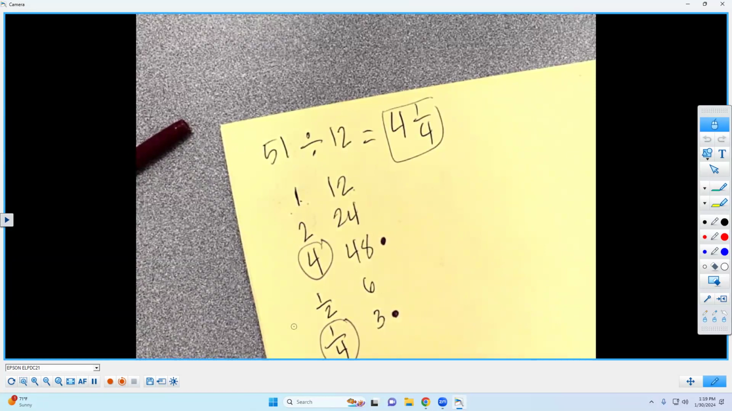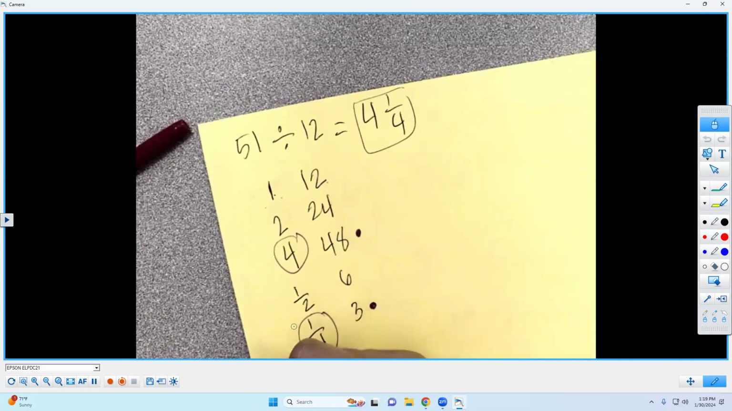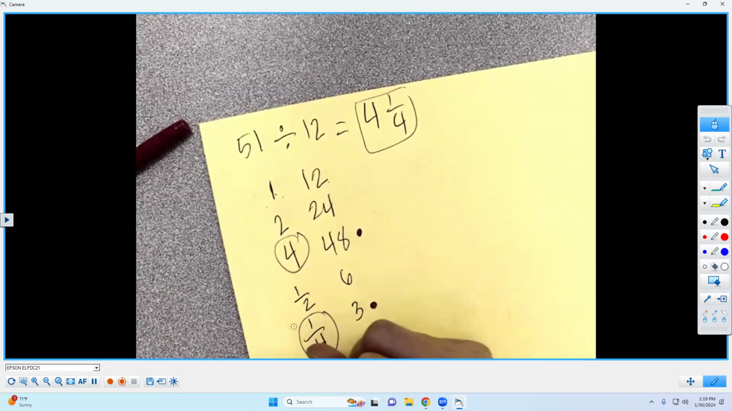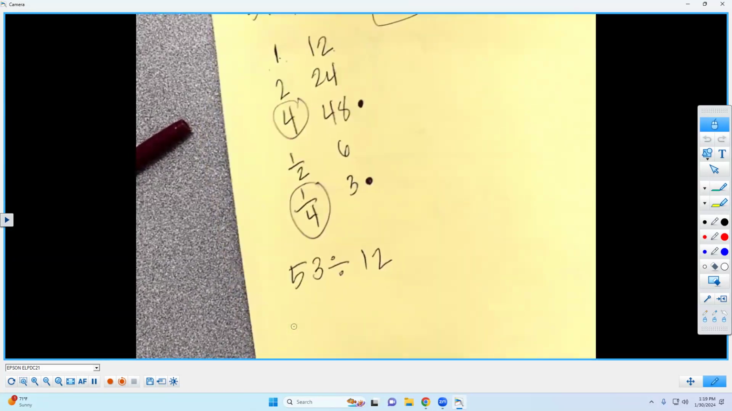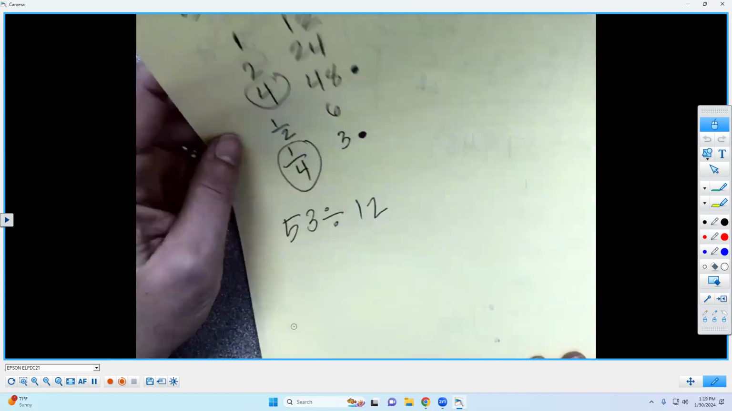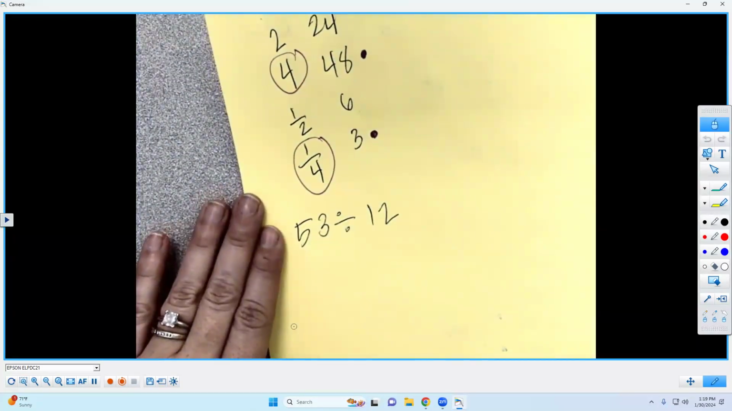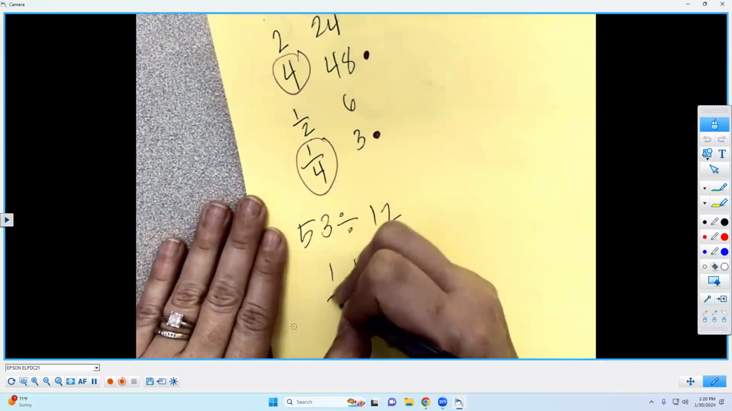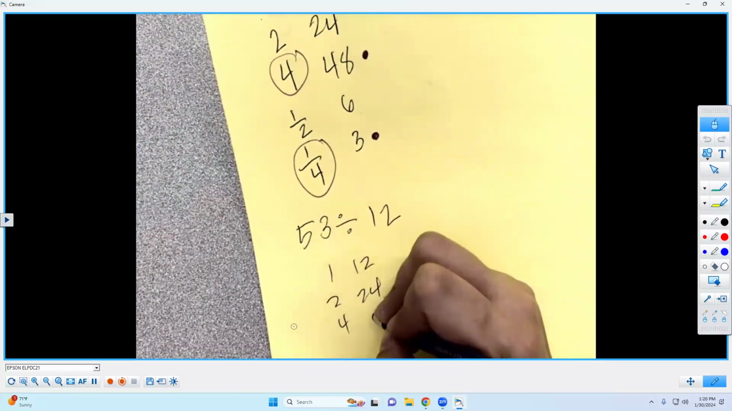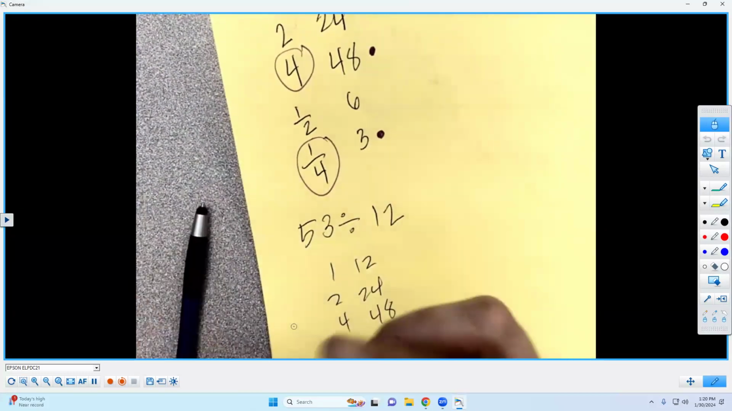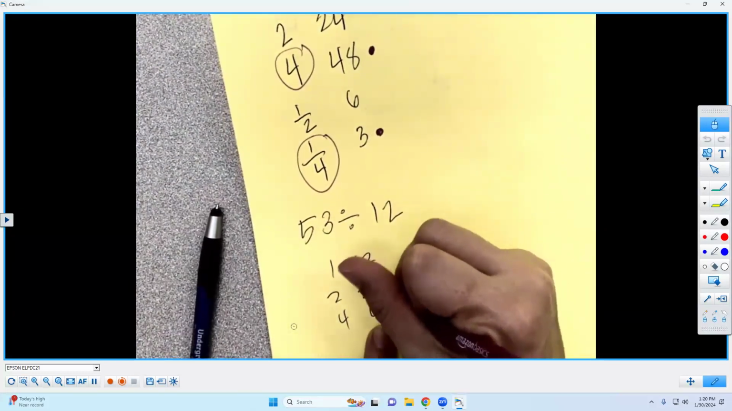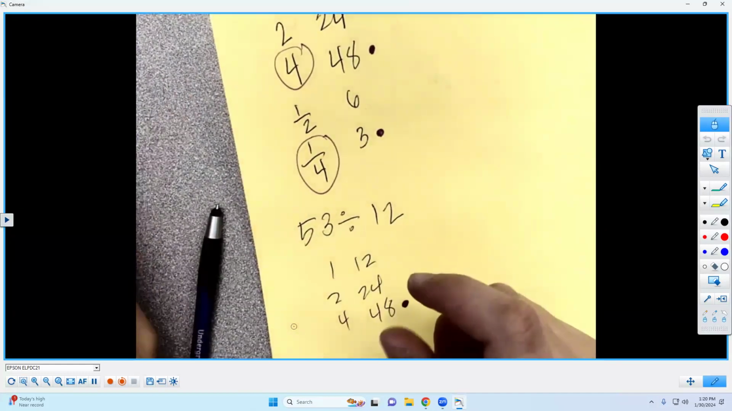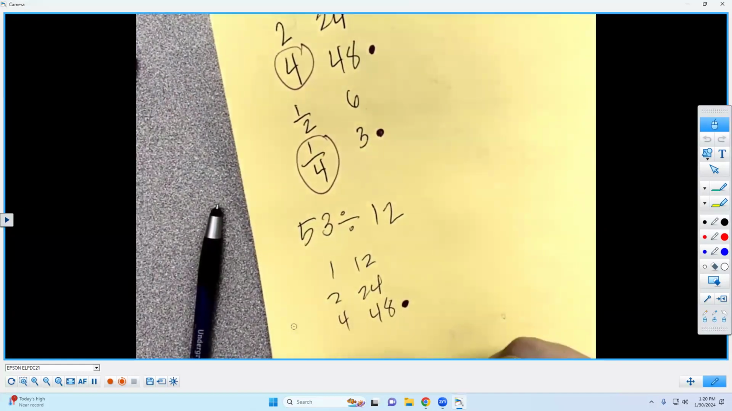You can actually do that a different way. Oh, no. Sorry, different problem. Let's do a different problem. Let's do 53 divided by 12 this time. The same thing: 12, 24, 48. I'm gonna use the 48. How much more do I need to get to 53? I need 5 more, right?